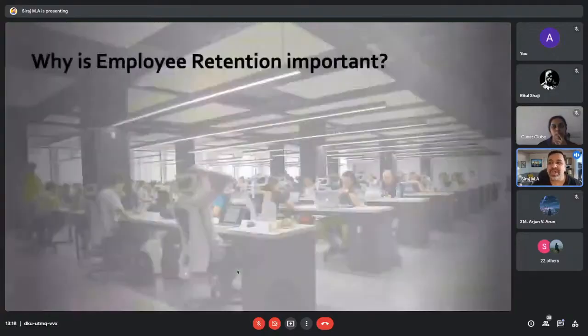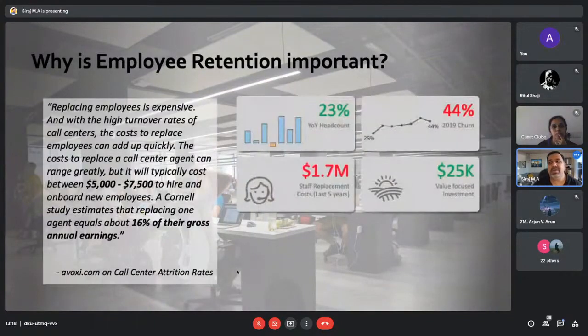And that training is what makes this whole employee retention really important. What we find is replacing employees in such specialist call centers is actually quite expensive. It costs about $5,000 to $7,500. These charts are real data from the client that we were looking at, right? Year on year, their headcount growth was about 23%. So if I had 100 people today, I'm becoming 123 people in the next year.